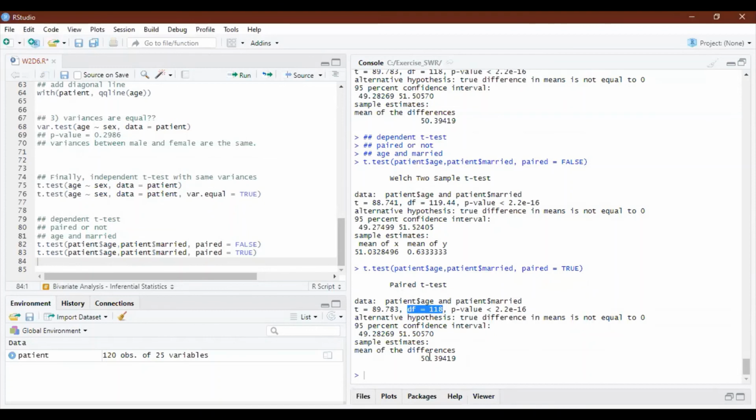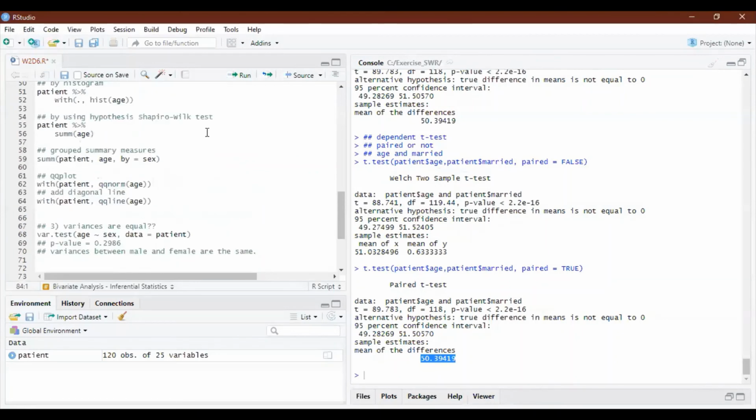And when you look at this one, it says the mean of the differences is 50 point something. So this is how you do a paired t-test or an independent t-test, and it depends on the condition that you are setting.